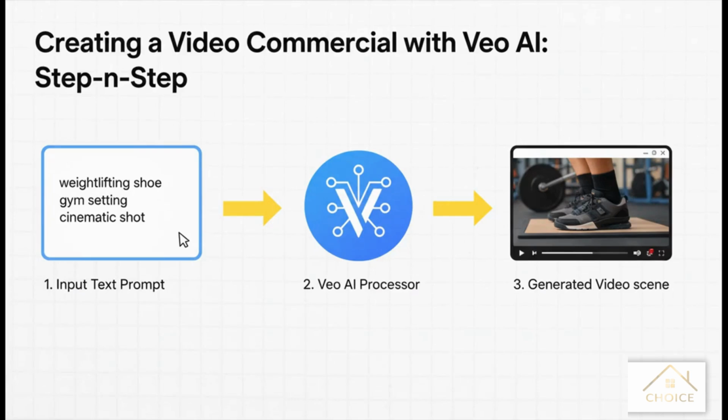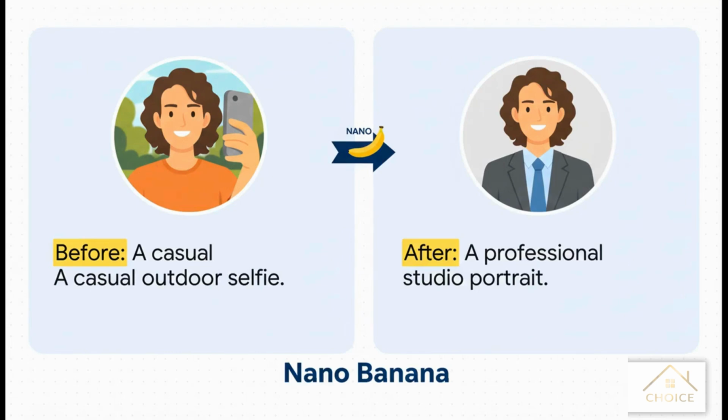For example, let's say we want to create a short video commercial for a weightlifting shoe. We just describe the scene we're picturing, the action, the style, the product, and Veo just brings it to life with a dynamic, ready-to-use video clip. Now let's look at the magic of Nano Banana. On the left, we've got a casual photo. And on the right, it's been transformed into a polished, professional headshot that's perfect for a resume. But here's the amazing part. Notice how the person's features stay perfectly consistent, even while the setting and the clothing completely change.